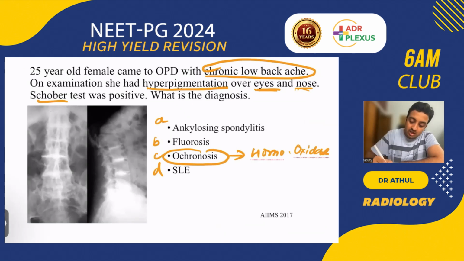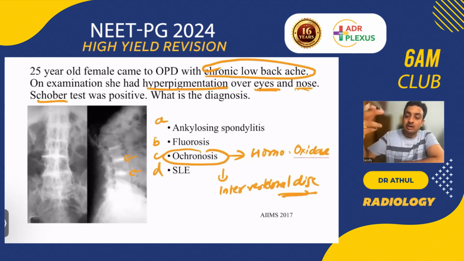So this is a question. Why is it not fluorosis? There is intervertebral disc calcification. Usually, we will not be able to see the disc. If you take your LS spine, lumbosacral spine radiograph, you will not be able to see these calcifications because the disc will not be seen calcified. But what happens in ochronosis? There will be intervertebral disc calcification.